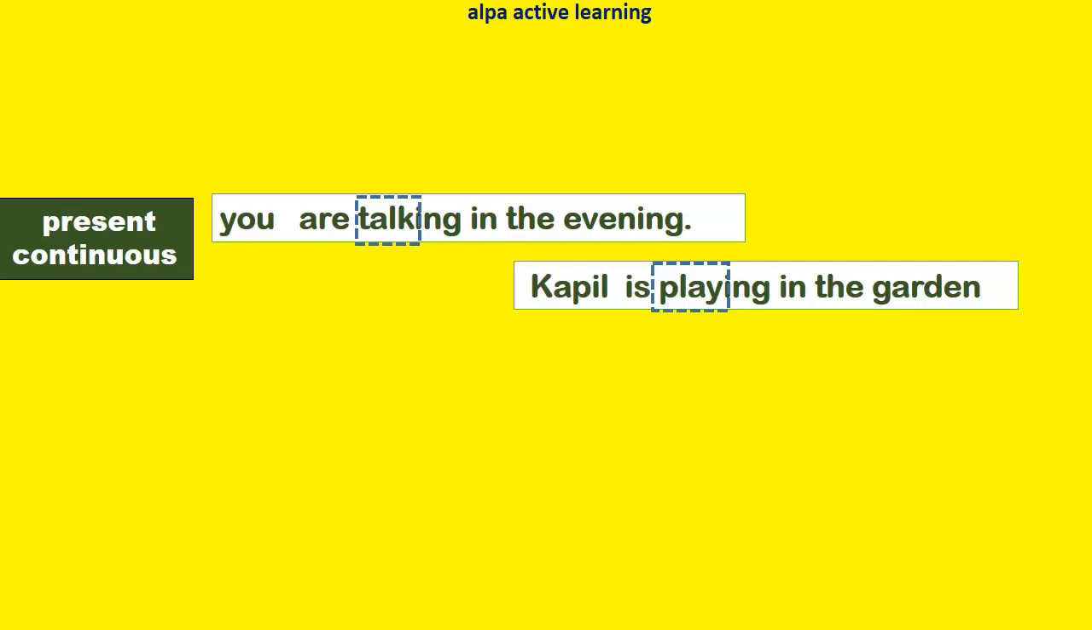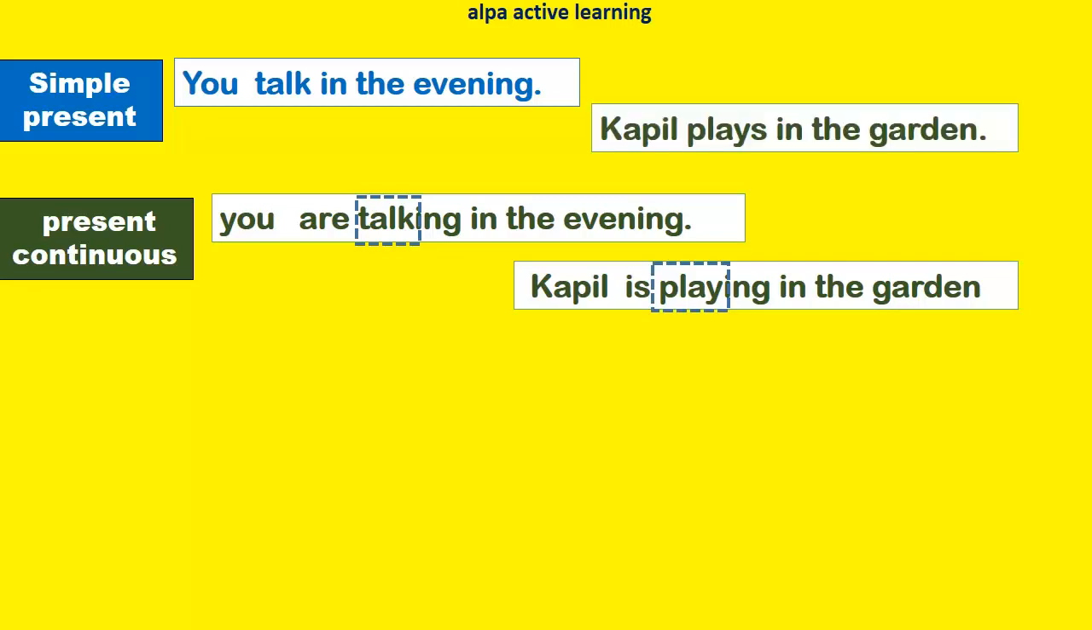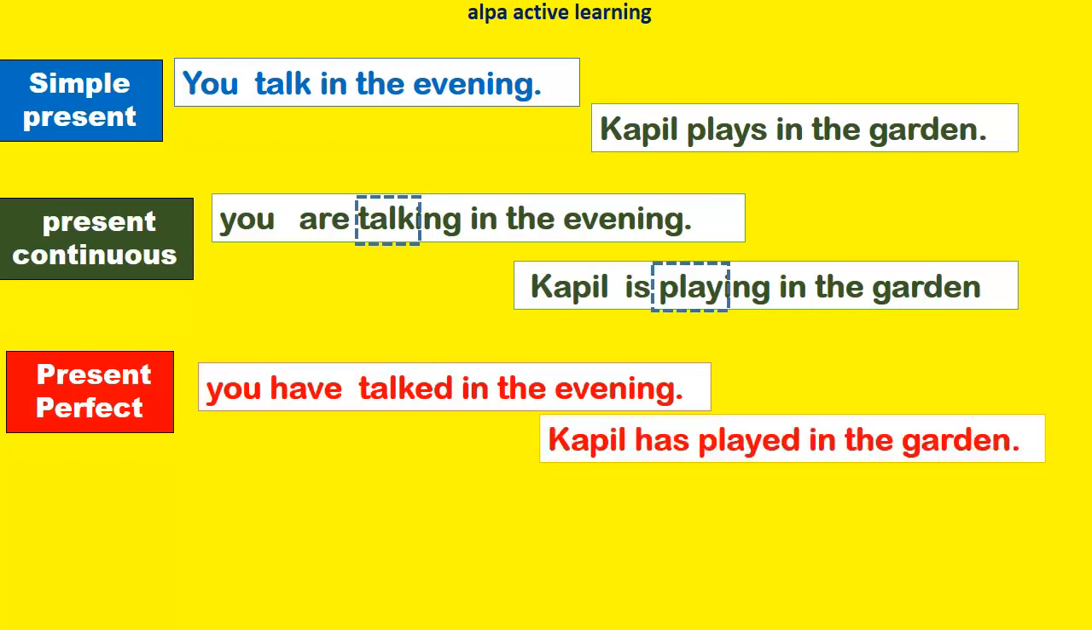Now for simple present tense, here you is second person. So we write you talk in the evening. Whereas Kapil is a third person singular. We are talking about Kapil. So we put s to the main verb. Kapil plays in the garden. Here for play we put s. Now present perfect. The keys are have or has plus V3 form. So you have talked in the evening and Kapil has played in the garden.